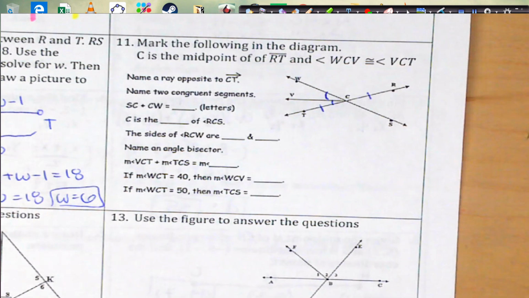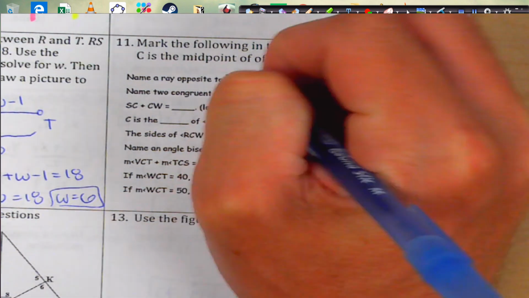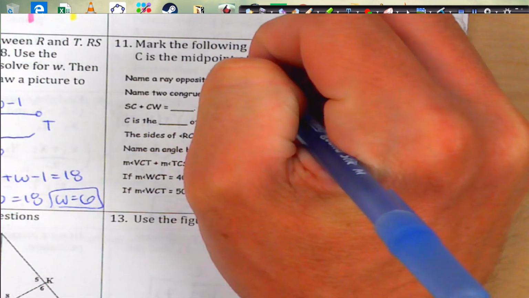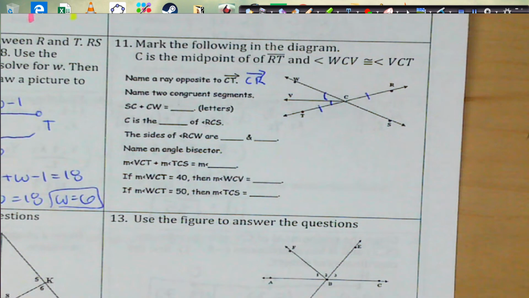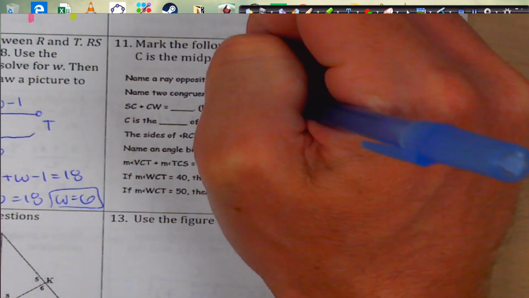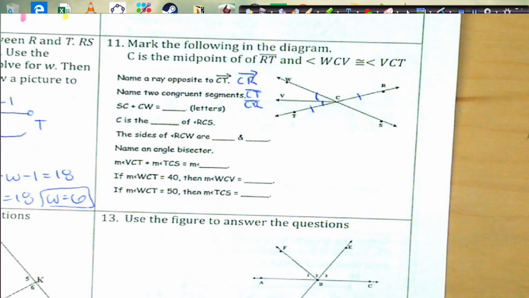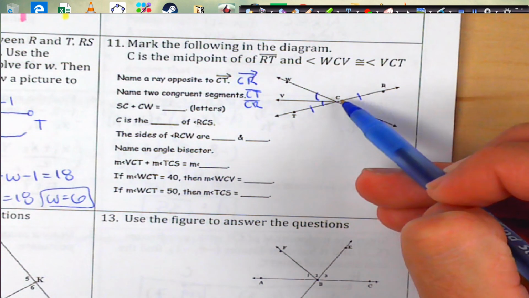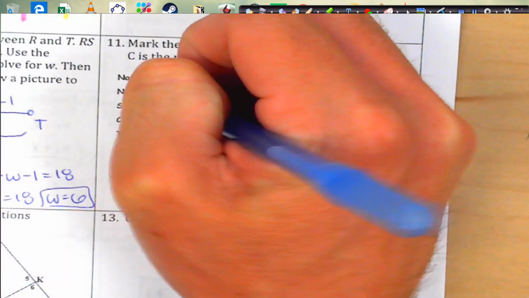All right, so name two congruent, name a ray opposite to CT. So C going towards T, well, we could start at C and just go towards R instead. So CR would be the opposite ray. Name two congruent segments. Well, CT and CR, you told me that with the midpoint, so CT and CR are congruent. SC and CW is going to equal SW, so that's segment addition postulate.